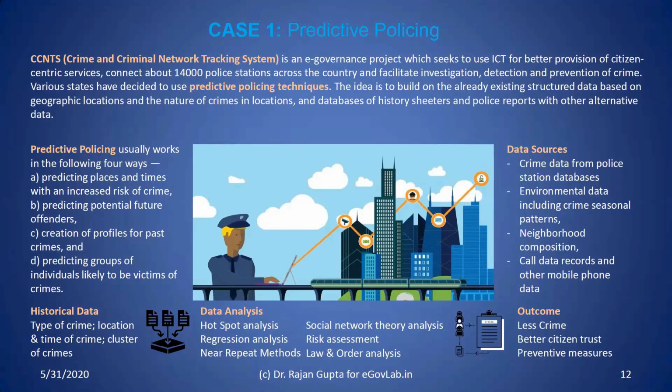And the outcome is simple: we can have lesser crime, we can have better citizen trust, and we can have various kinds of preventive measures in place which can help in preventing crime commitment. So this is how a particular government process is using data science for achieving its goal. It's a very good case study that is being followed by many countries.